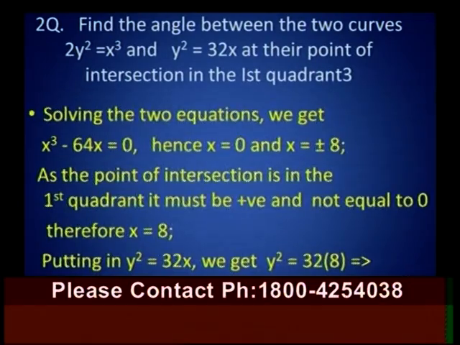And next there is another problem regarding the angle between two curves. There are two equations, 2y square is equal to x cube and y square is equal to 32x. By solving the equations we get x cube minus 64x is equal to 0, and hence x is equal to plus or minus 8. In the first quadrant we have x is equal to 8.